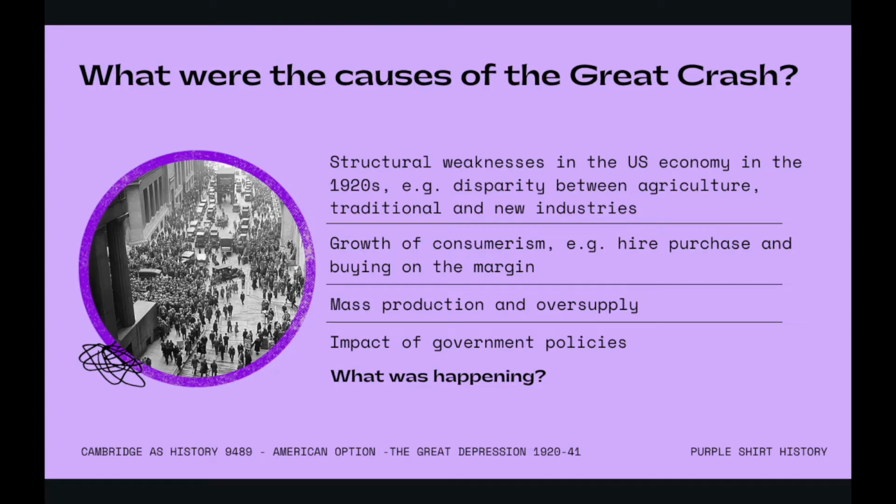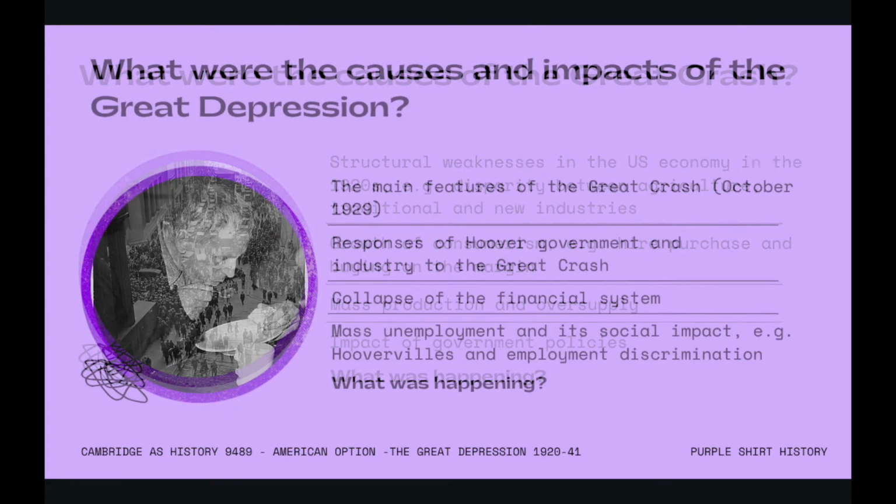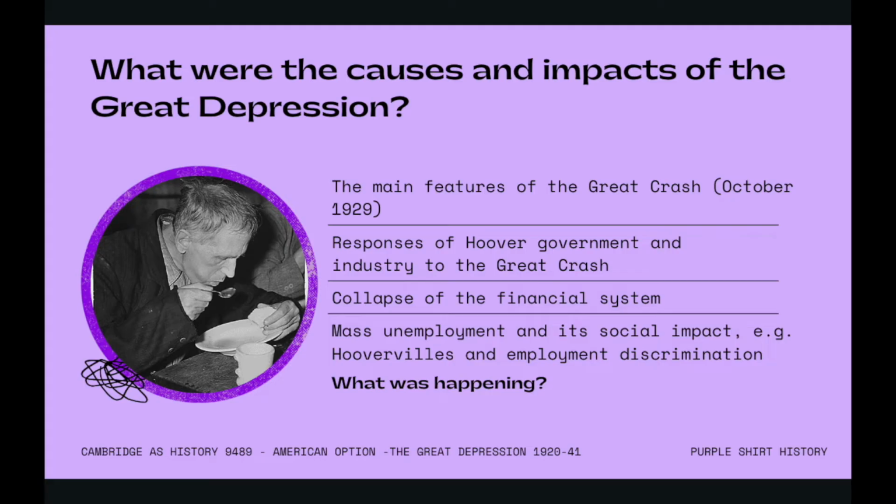Most historians are in consensus that the Great Depression really wasn't brought to an end by American government policies. It was brought to an end by the entry of the US into the war. What were the causes and impacts of the Great Depression? The main features of the Great Crash in October of 1929 are what we just stated.